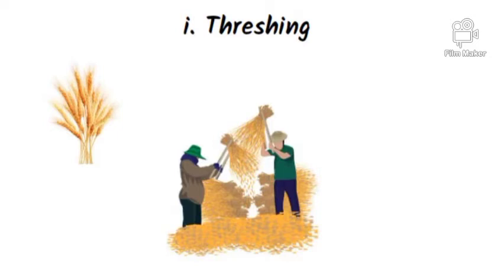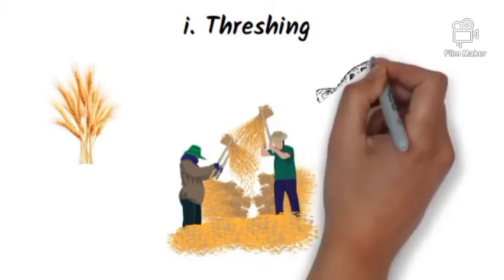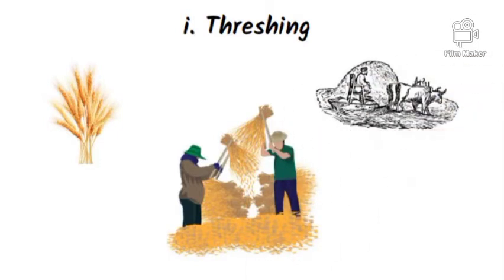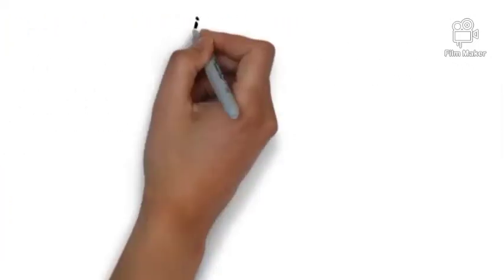Threshing is also done with the help of cattle such as bullock. In this method, the harvested and dried crop plants are spread on the ground in a small area, and bullock or other cattle is made to walk over them in circles again and again for several times.